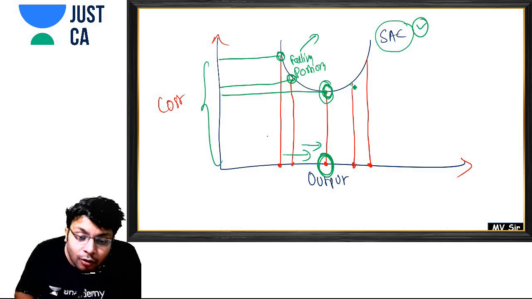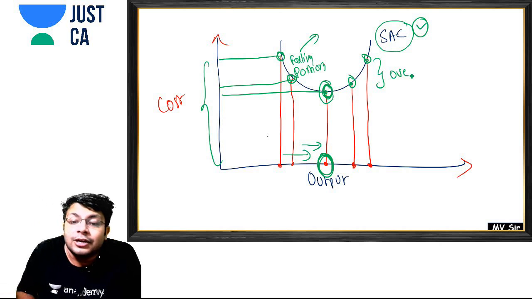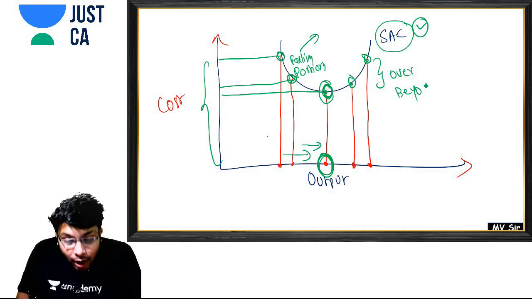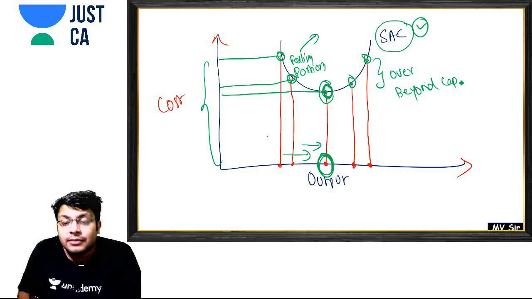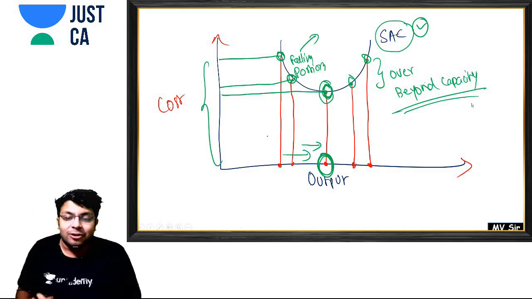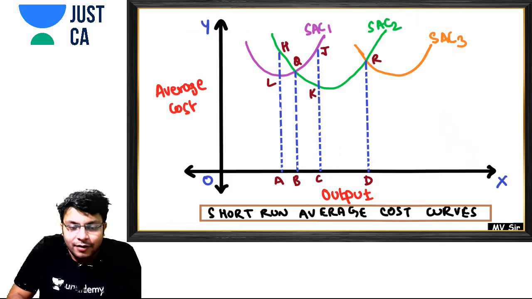And if you are producing over here, what is happening? You are overutilizing your curve, or I can say that you are using your plant beyond capacity. And since you are using your plant beyond capacity, again your cost is more. So see over here what is happening.